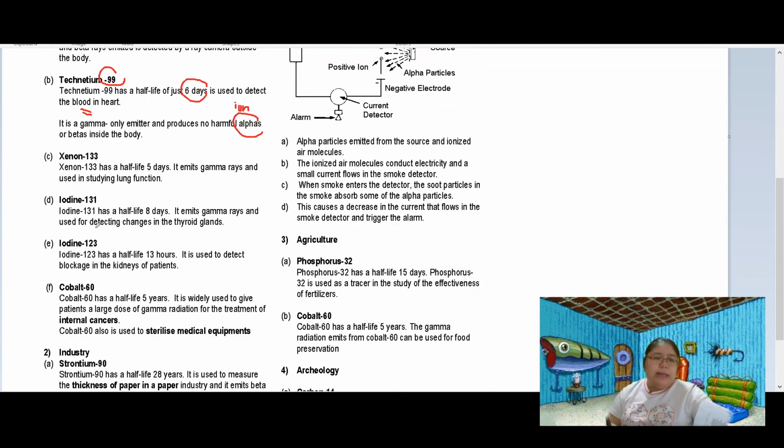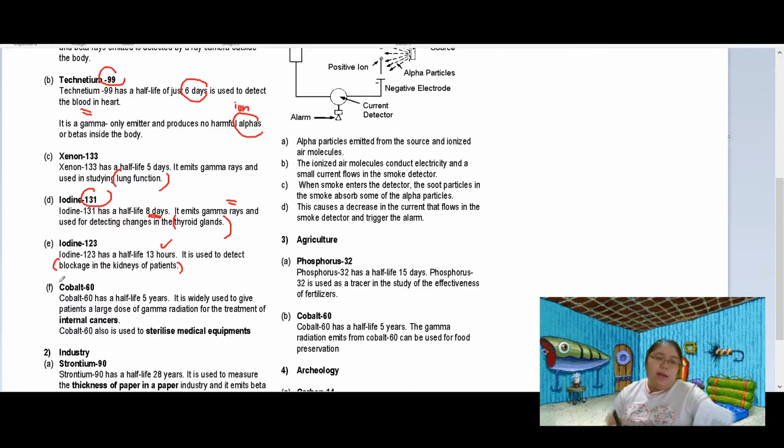Third one is xenon-133. The half-life you see is also in days. Gamma also. Function: lung function, they want to check the lungs. Iodine-131, also in days, also gamma. Function: they want to detect the thyroid gland. The next one is iodine-123. This one is in hours, a little shorter. They want to detect a blockage in the kidney of the patient, to check whether it is blocked or not.